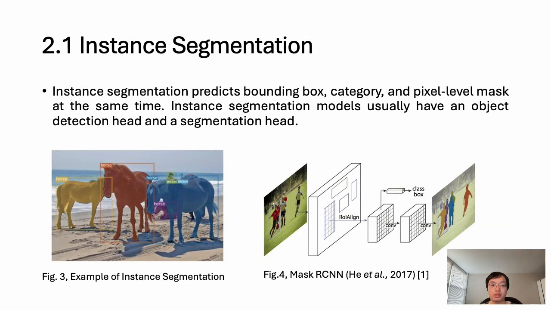Here are the related topics. First, let's come to instance segmentation. Instance segmentation predicts the bounding box, category, and pixel-level mask at the same time. Generally, most instance segmentation models have an object detection head and a segmentation head. On the right side of figure 4, there is a class box prediction and another prediction head to predict pixel-wise classification results. And on the left side, there is a demonstration of instance segmentation, with both the segmentation mask and the object detection bounding box with category.